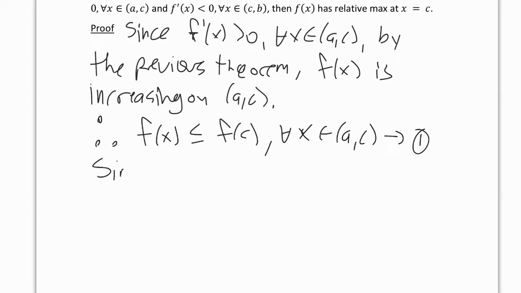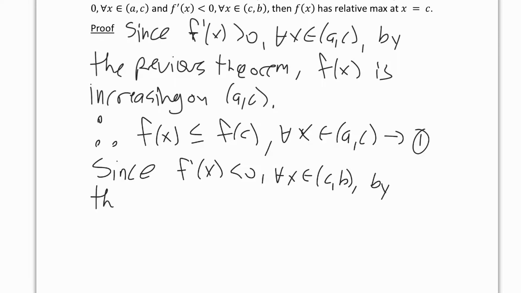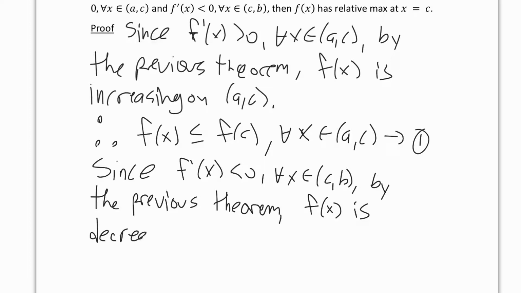Now let's look at the other portion of the interval. Since f prime of x is less than 0 for all x in the interval c to b, by the previous theorem, f of x is, well, in this case, decreasing on c to b.